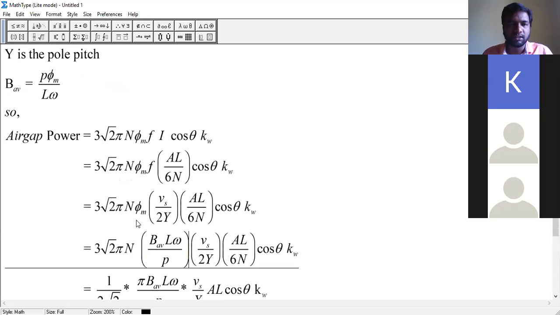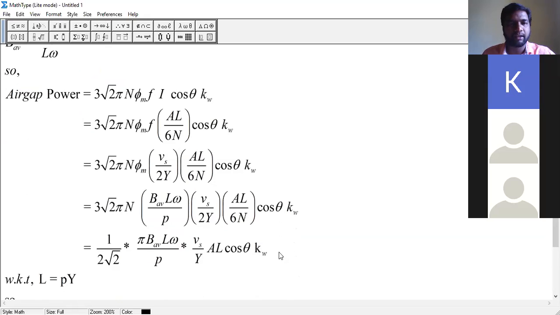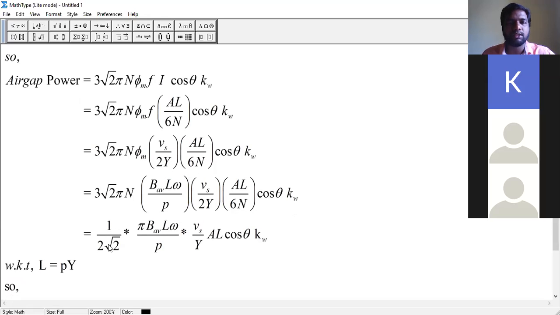Now, with this equation of B average, the average flux density, we are going to replace this flux by this flux density, so this equation is arrived. After simplifying, this 2 will be cancelled with this one. The remaining root 2 will be available, and then this 3 and this one, so another 2 will be available. So in the denominator, 2 into root 2 will be available. This n and this n will be cancelled, right? So this equation is now arrived.